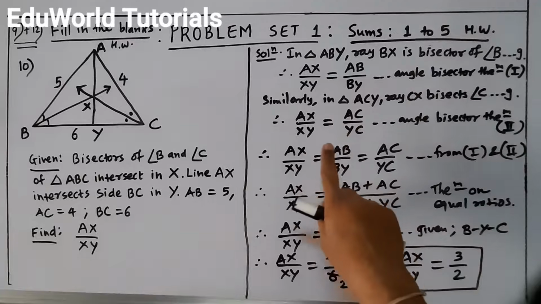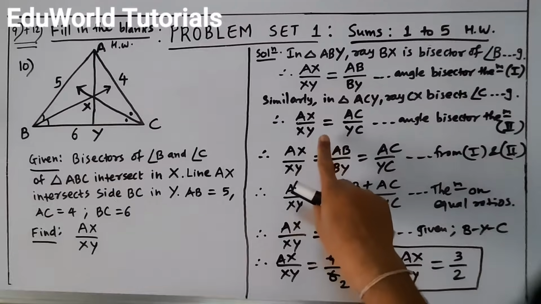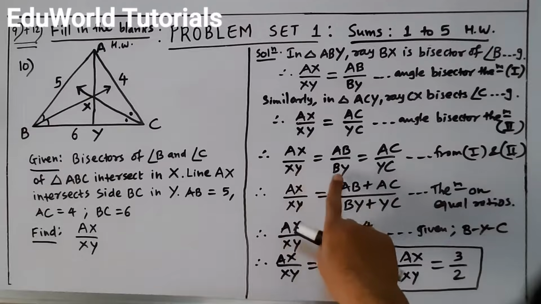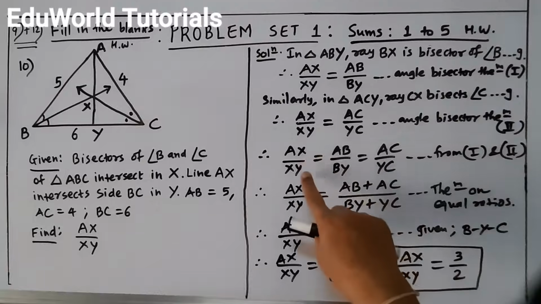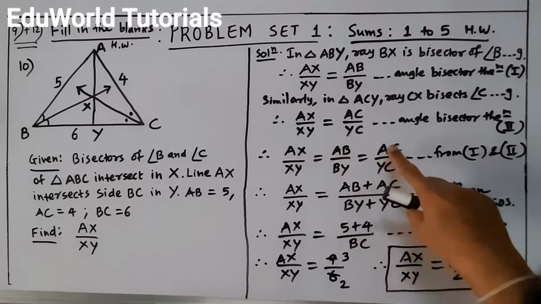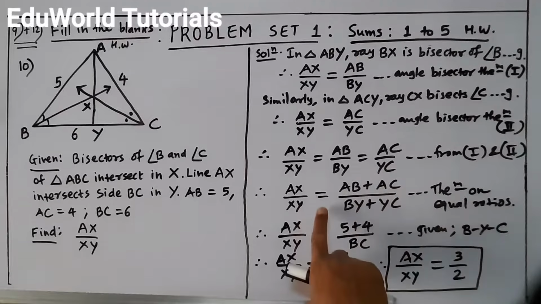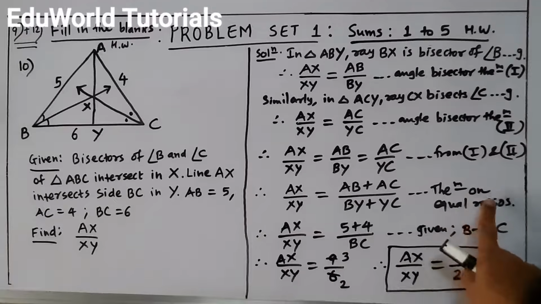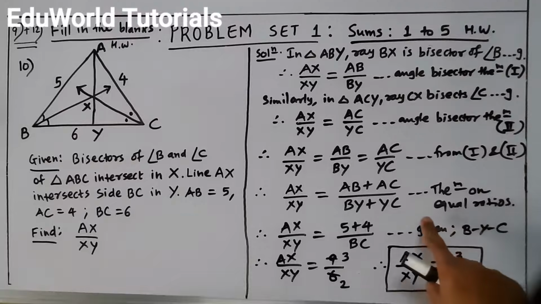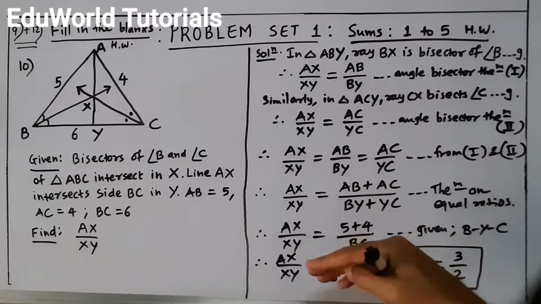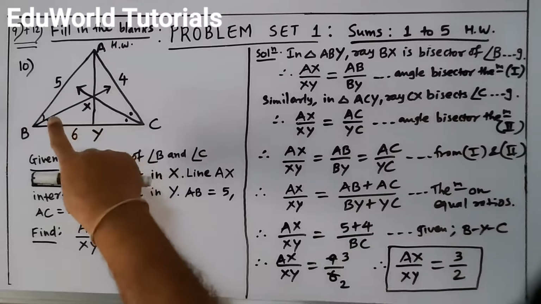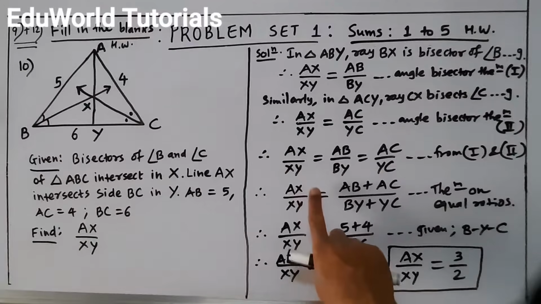Continuing in the same lecture, till here we wrote these three ratios become equal: AX upon XY is equal to AB upon BY is equal to AC upon YC, because of result 1 and 2. Now, in 9th standard, you have studied the theorem on equal ratios. See a nice combination of 9th standard syllabus and 10th standard syllabus in this sum, 10th sum, important sum.